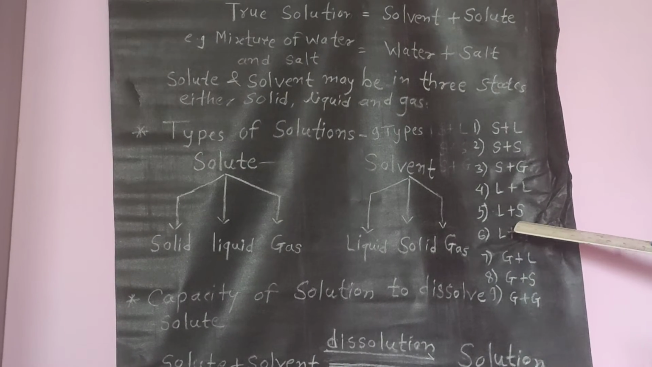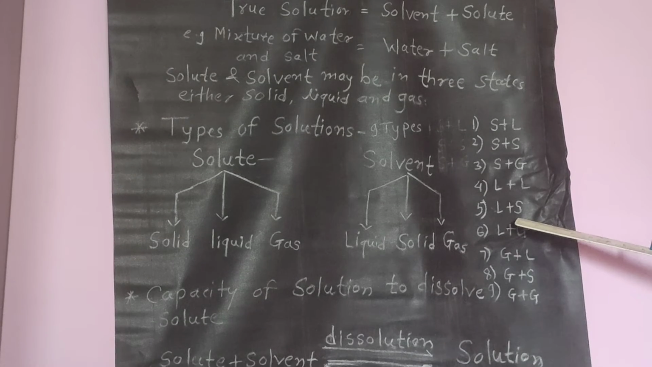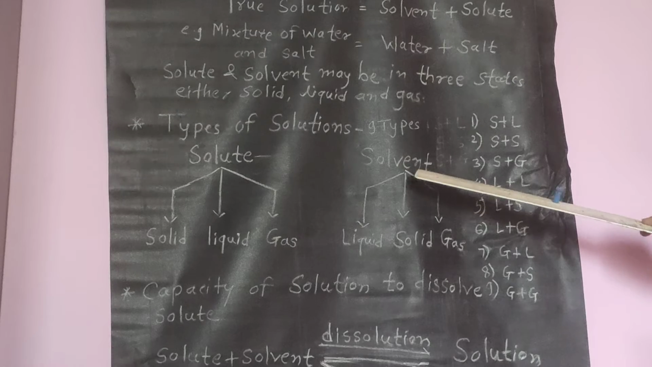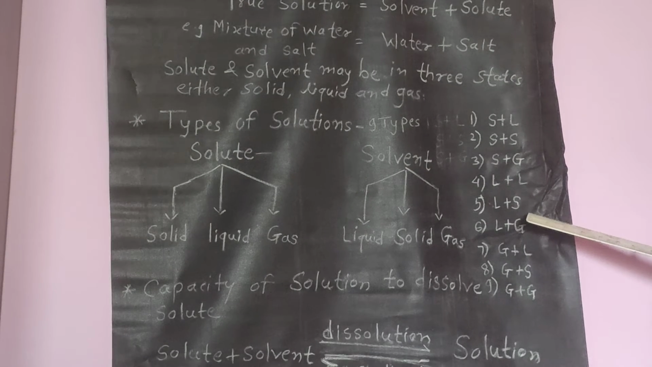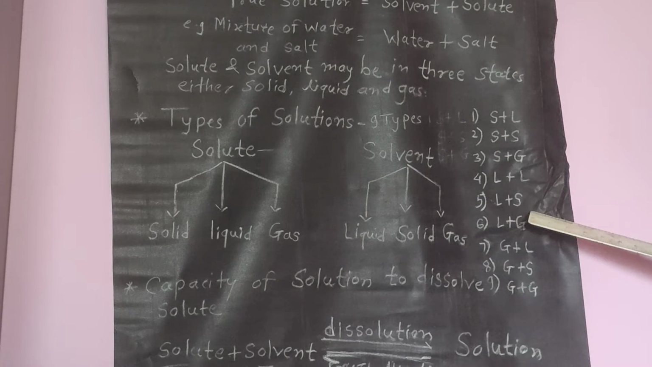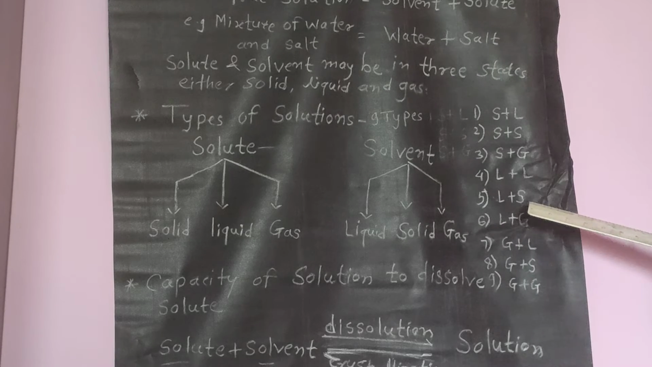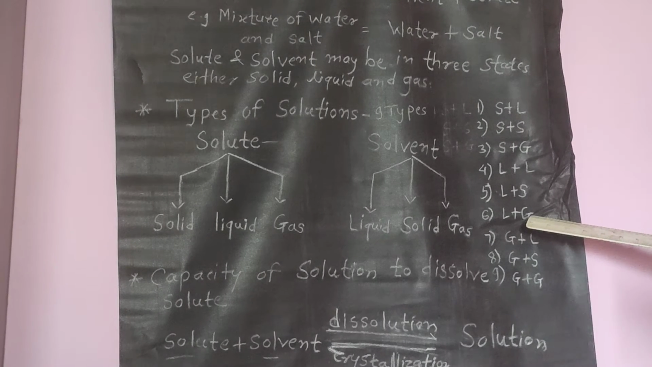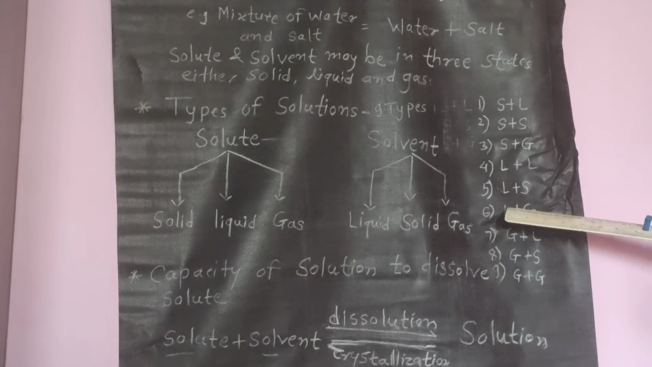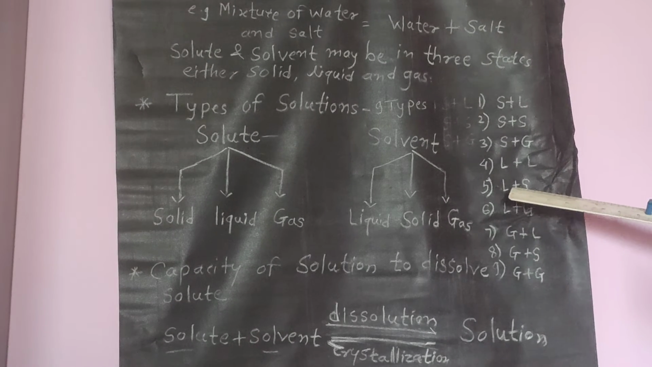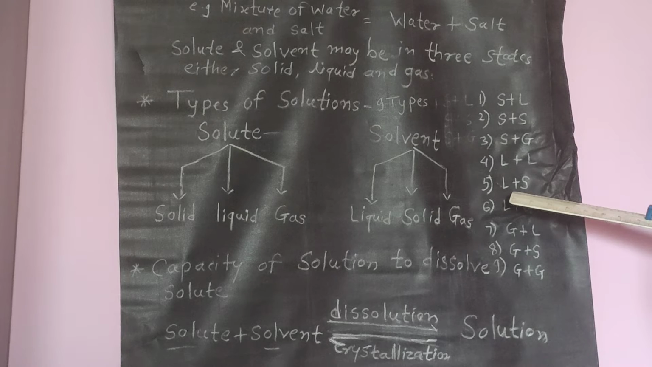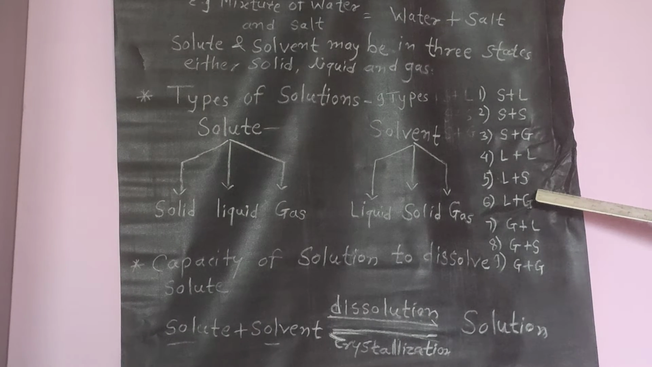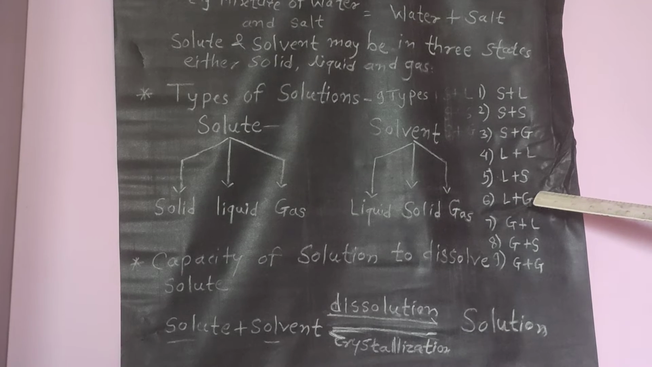Fifth example is liquid and solid state. That is, solute is liquid and solvent is solid. For example, mercury in silver. In this the metal is solid state and mercury is liquid state.